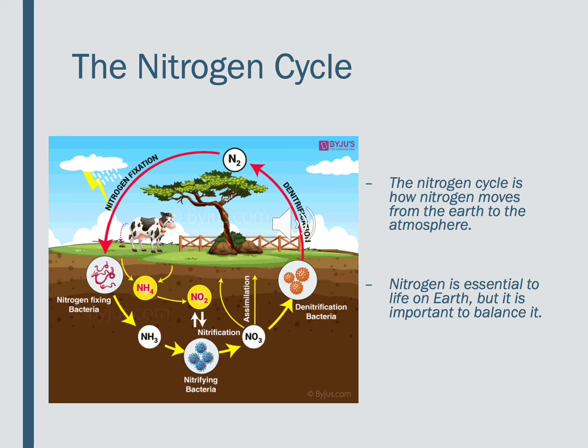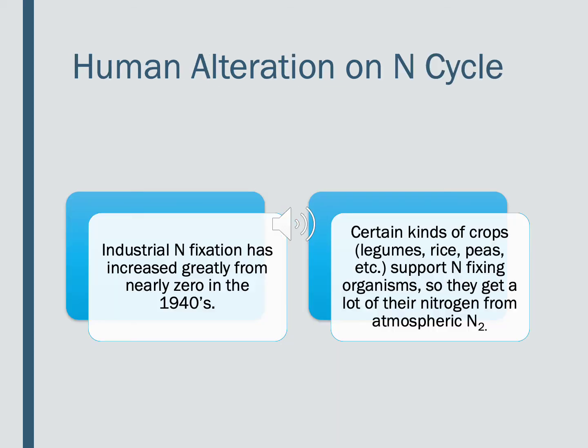The nitrogen cycle is how nitrogen moves from the atmosphere to Earth. Nitrogen is essential to life on Earth, but it is important to balance it. The largest human-caused change to the nitrogen cycle is a doubling of the transfer from the unreactive atmospheric pool to biologically available forms on land, which is nitrogen fixation. Industrial nitrogen fixation has increased greatly from nearly zero in the 1940s. Certain kinds of crops support nitrogen-fixing organisms, so they get a lot of their nitrogen from the atmosphere.